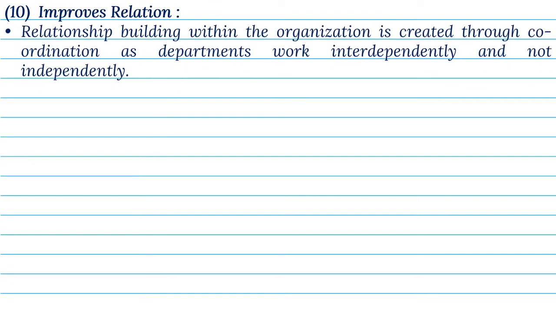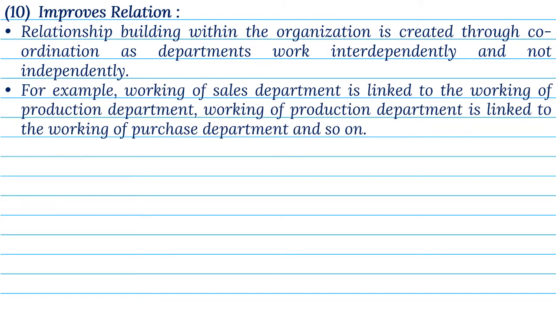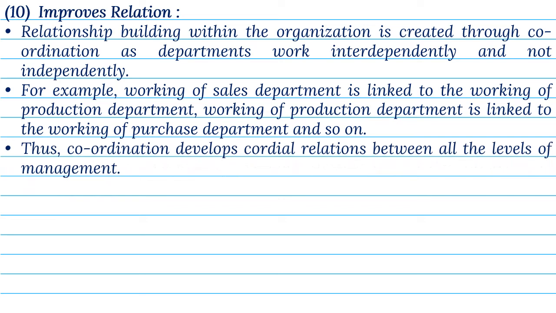10. Improves relationship. Relationship building within the organization is created through coordination, as departments work interdependently and not independently. For example, working of sales department is linked to the working of production department, working of production department is linked to the working of purchase department, and so on. Thus, coordination develops cordial relations between all the levels of management.